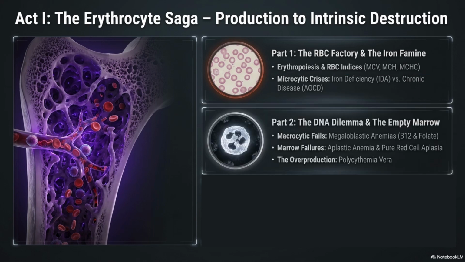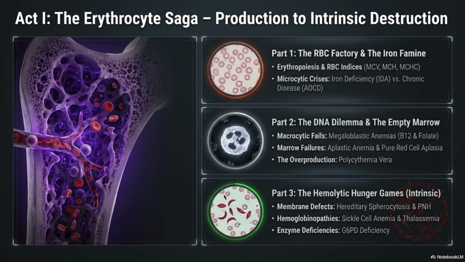Moving on to part 2, we tackle the DNA dilemma and the empty marrow. This section includes macrocytic fails like the megaloblastic anemias stemming from B12 and folate deficiencies. We will also cover marrow failures like aplastic anemia and pure red cell aplasia, as well as conditions of overproduction like polycythemia vera.